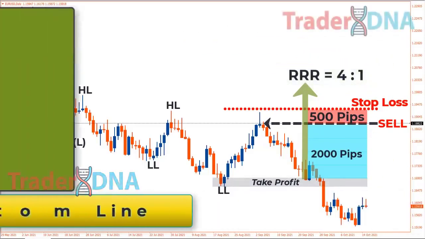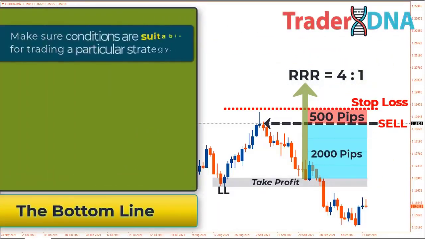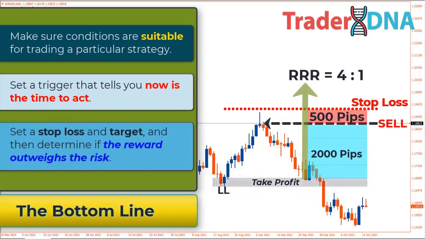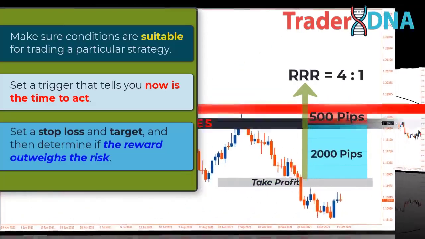The bottom line. Make sure conditions are suitable for trading a particular strategy. Set a trigger that tells you now is the time to act. Set a stop loss and target, and then determine if the reward outweighs the risk. If it does, take the trade. If it doesn't, look for a better opportunity. Consider other factors that may affect your trading, and implement additional steps if required. Here are other examples: the 5-step test of price action trading.